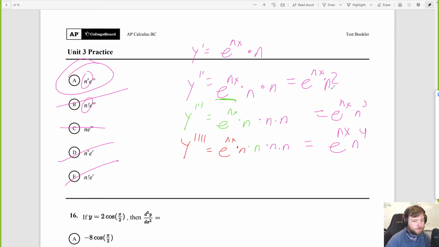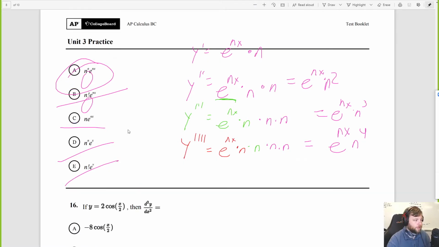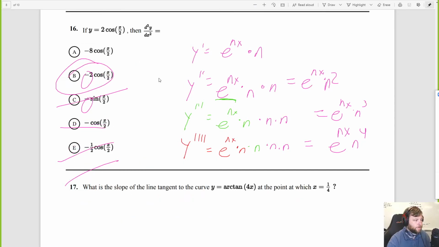You're kind of understanding the higher order derivative like that. So there you go. It should have been A. What's 16?